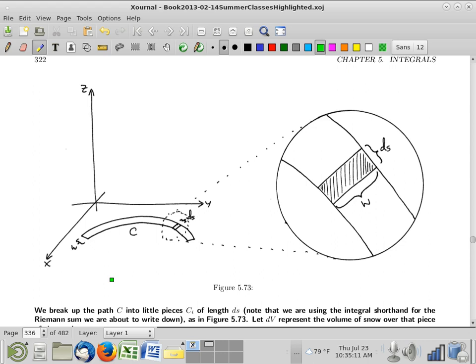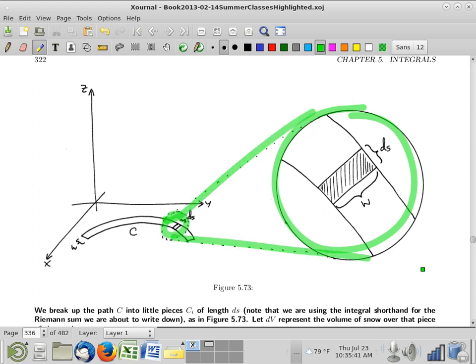Okay, so how would I compute the total mass of snow? For example, if you're entertaining the question of how much snow am I going to have to shovel, right? That's a pretty interesting question if you're the one doing the shoveling. So this is a pretty relevant integral to want to compute. Okay. So how would you do that? Well, a reasonable choice is to take this driveway and chop it up into little pieces.